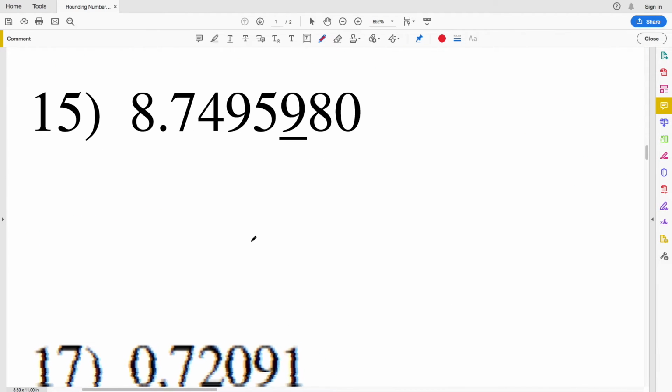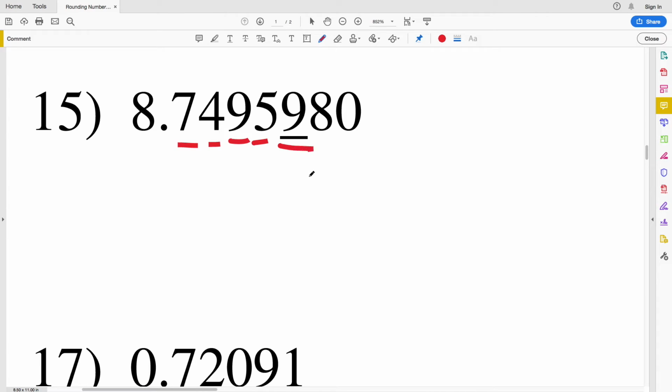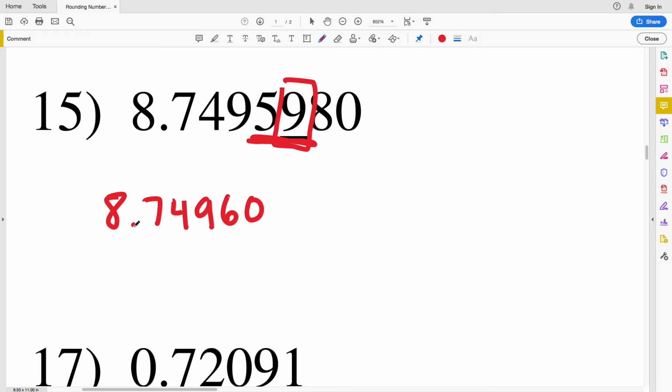And number 15, we're rounding to the hundred thousandths place, and again, looking at that digit directly to the right, it's greater than 5, so we need to round up. But adding 1 to 9 will give us 10, so we need to add 1 to 59, which will be 60. So this number is 8.74960, or in other words, 8 and 74,960 hundred thousandths.